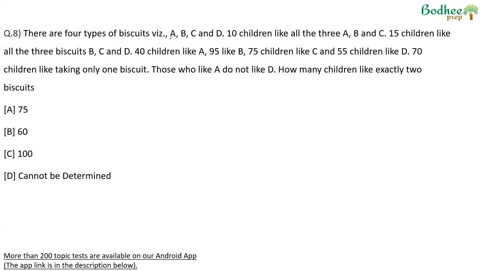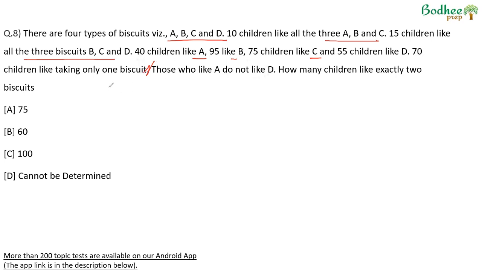4 types of biscuits, A, B, C, D. 10 children like all 3, A, B, C. 15 like all 3, B, C, D. 40 like A, 95 like B, 75 like C, 55 like D. 70 like exactly 1. Those who like A do not like D.